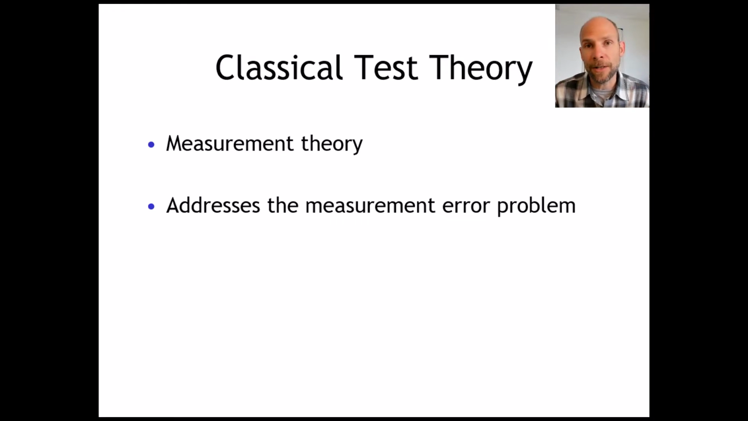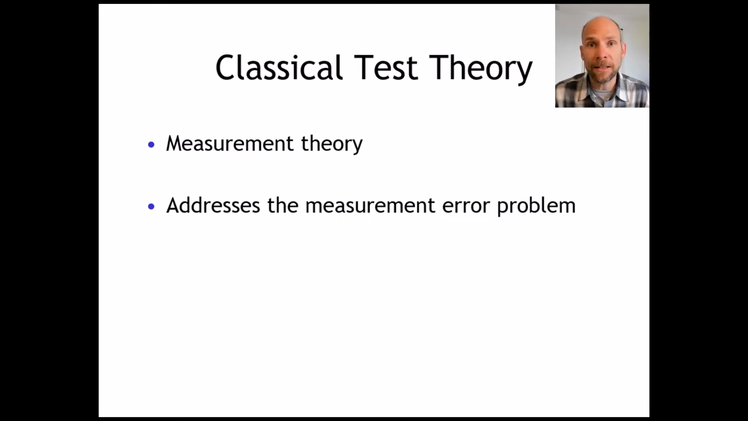For example, on this channel I have a video on the correction for attenuation, where I show how classical test theory can be applied to adjust the correlations between variables for unreliability, and how we can estimate the true score correlations between variables that are not perfectly reliably measured.